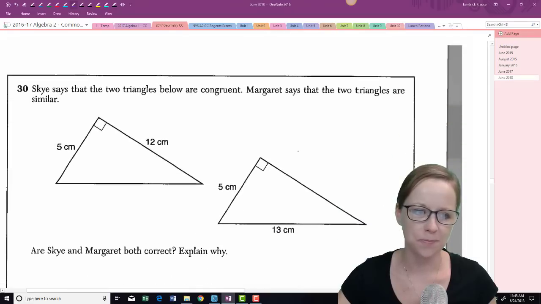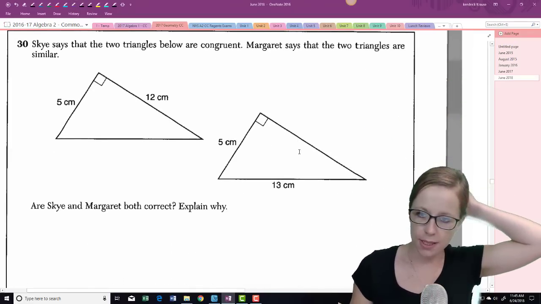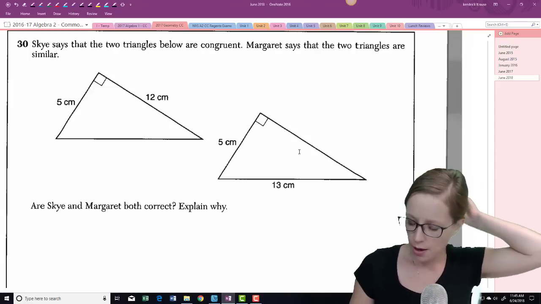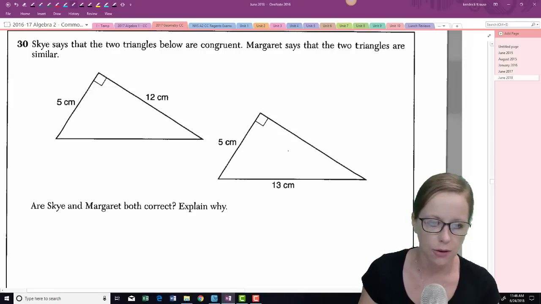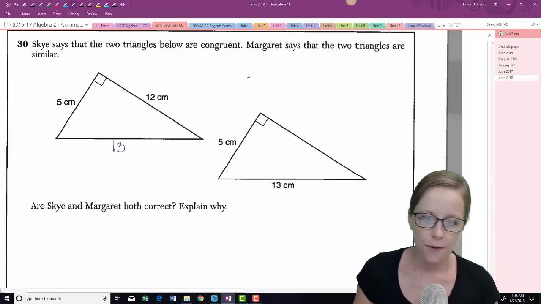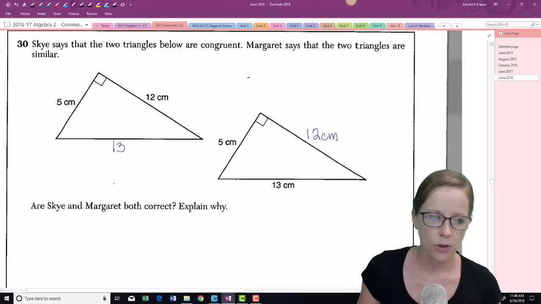Okay, so Sky says that the two triangles below are congruent. Margaret says that the two triangles are similar. Are Sky and Margaret both correct? Explain why. First thing I would notice is that these are two right triangles. And if you know the Pythagorean triples, this is pretty easy. If you have two legs of 5 and 12, you should know that the hypotenuse is 13. And if you have a hypotenuse of 13 and a leg of 5, you should know that the second side is 12.